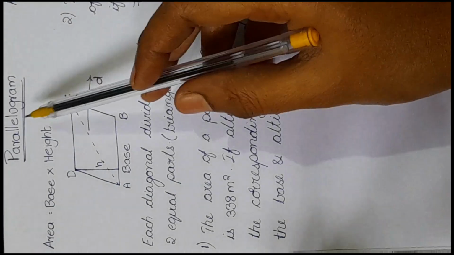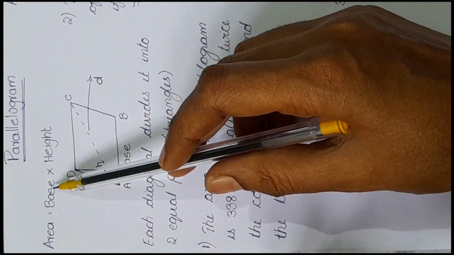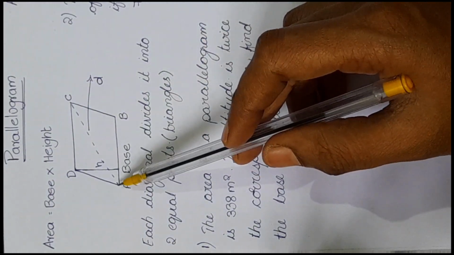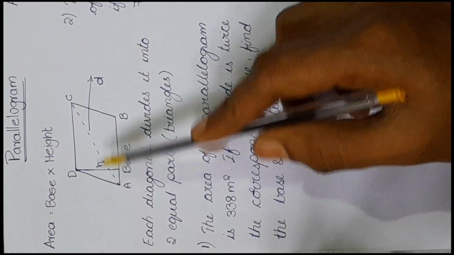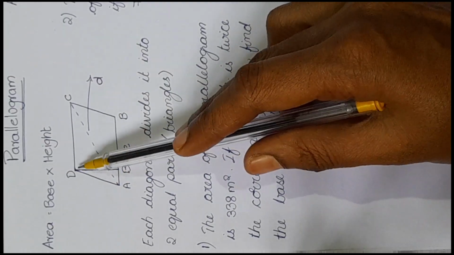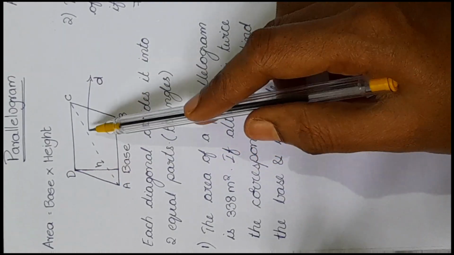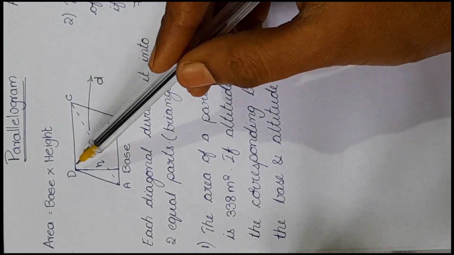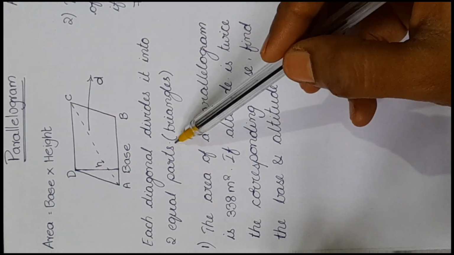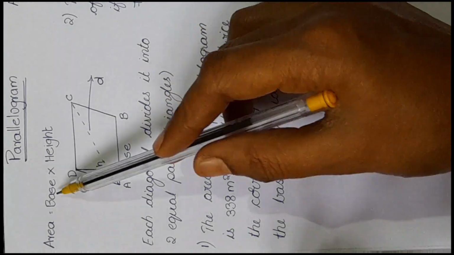After the rectangle topic, let us see parallelogram. Area of the parallelogram is base into height. This is the parallelogram ABCD. Here opposite sides are equal. H is the perpendicular distance between the opposite sides, and D is the diagonal. This diagonal divides the parallelogram into two equal parts, or two equal triangles. Area is base into height.